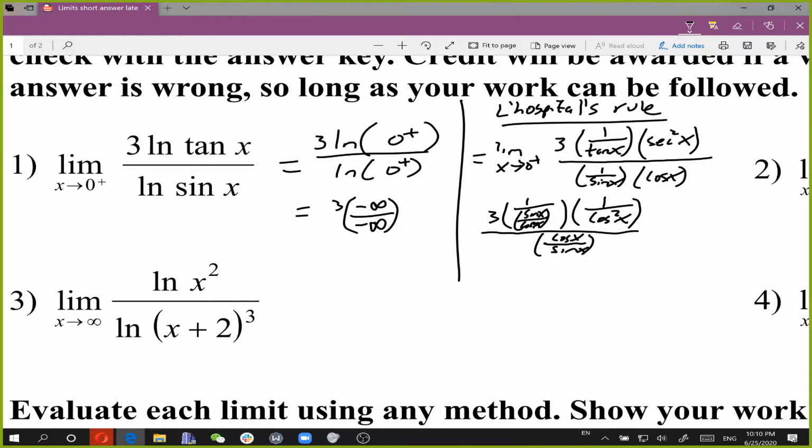Okay, everyone okay so far? I've rewritten all of our tangent and secant into sine or cosine. I'm going to keep simplifying so that sines and cosines start canceling. And next step.